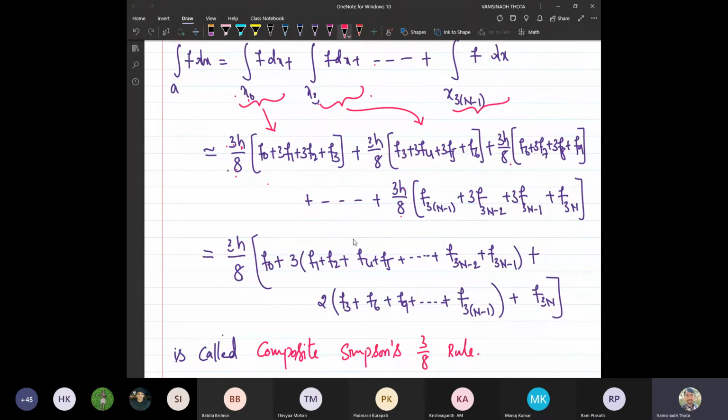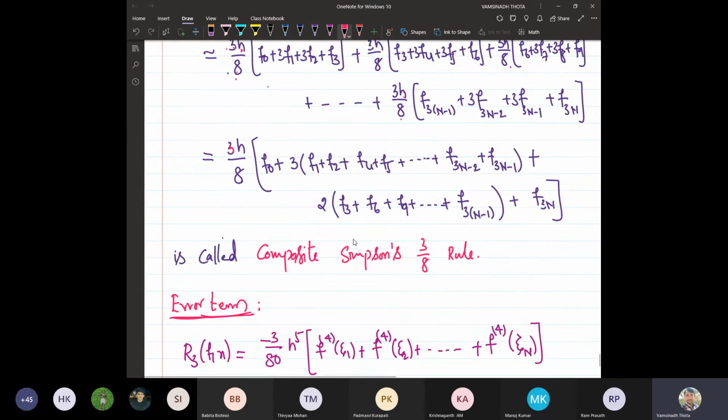3h, 3 by 8 times h, value of f at the initial point. In this interval, what is the initial point? 3 times f at 3n minus 1, plus 3 times f at 3n minus 2, plus 3 times f at 3n minus 1, plus f at the final point, that is 3n. Now, in all the terms, 3 times h upon 8 is a common factor, so that is taken common. Okay, 3 times h upon 8, and if you add all the intermediate values, this is the expression you will get.